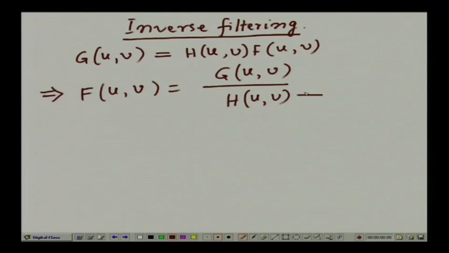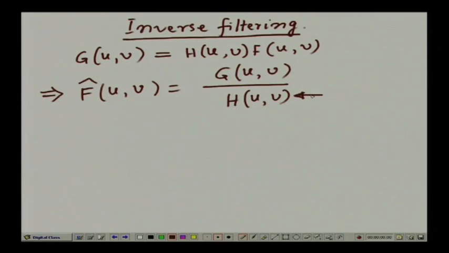And as I said, when I compute this H(u,v), it is just an estimated H(u,v); it will never be exact. So, the recovered image that we get is not the actual image, but an approximate original image, which we represent by F hat (u,v).